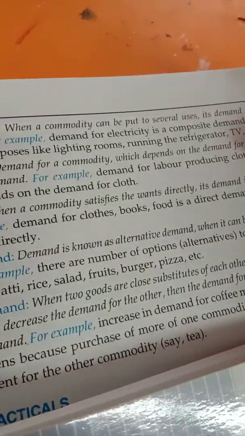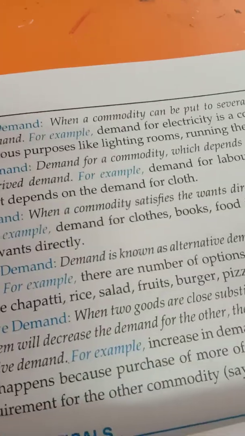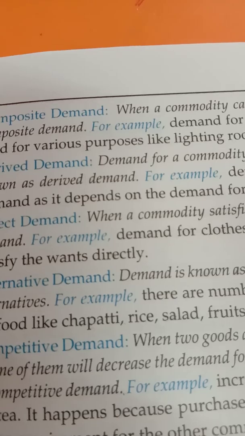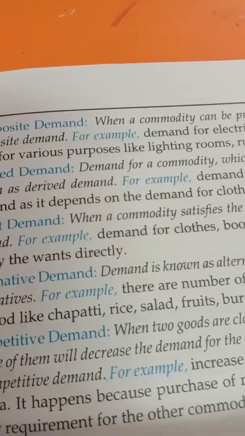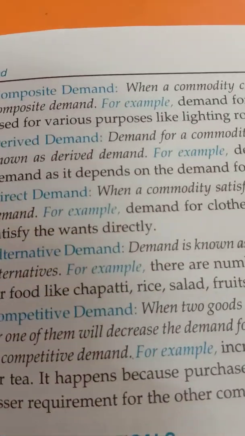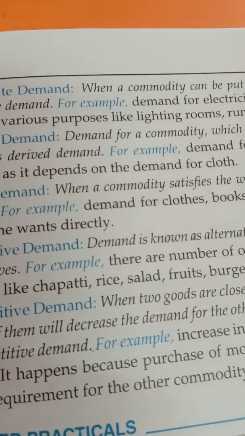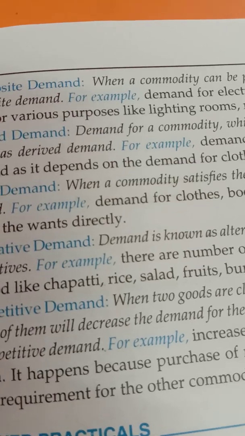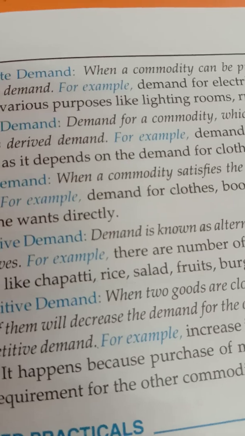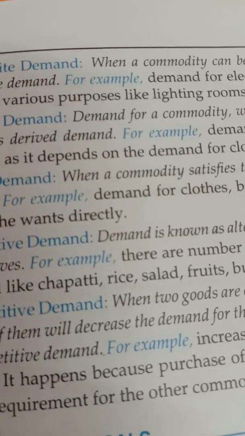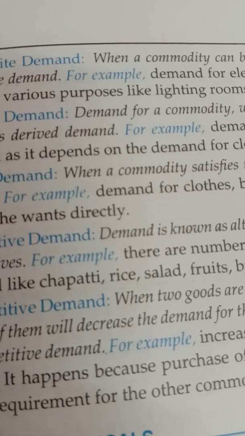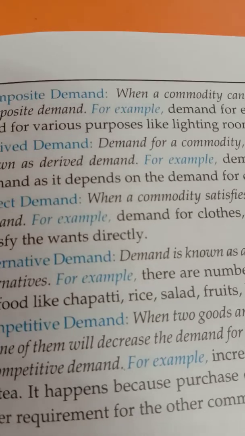Now in the case of composite demand, when a commodity is put to several uses, then that is known as composite demand, like the demand for electricity, demand for milk, for various purposes, that is composite demand. Now what is the derived demand? When a commodity is demanded, and the demand of that commodity depends upon the demand of other goods, that is known as the derived demand. Like demand for labor producing cloth is a derived demand, and depends upon the demand for cloth. Because when there is a demand of cloth, only in this case will the demand for labor be there. So likewise it is known as a derived demand.